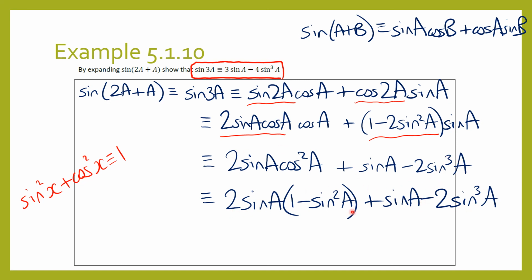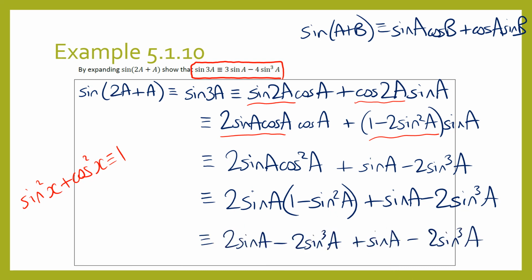Let's expand the brackets, collect like terms, and that should do. So that's what we get from expanding the brackets. And then when you collect like terms, we get the identity in the question. We get 3 lots of sine A, take away 4 lots of sine cubed A. And that's what sine 3A is equal to for any value of A.